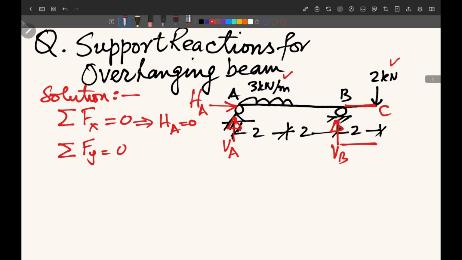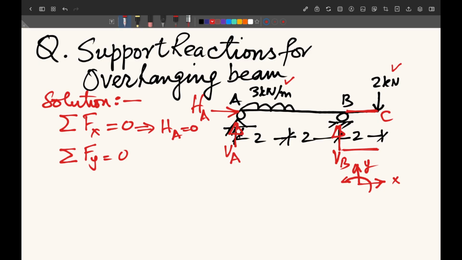So we have to apply that sign convention which we have already learned. Again I will remind you about that. In the horizontal direction, which is the x direction, right hand will be taken as positive, and in vertical, which we call y, upward forces will be positive and downward will be negative. Similarly for the rotation or the moments, anti-clockwise will be taken as positive and clockwise will be negative. This is our sign convention which we have used in our previous lectures.